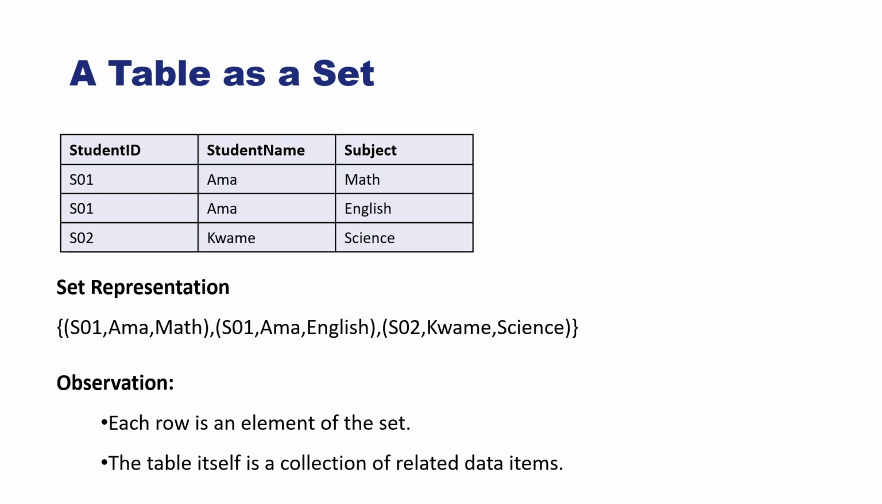So when you have a table decomposed into a set, basically that is all there is to normalization. Our observation here is that each row is an element of the set, and the table is a collection of related data items. So basically that is what normalization is.